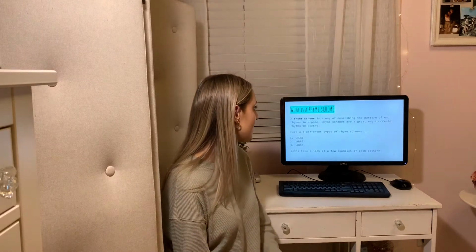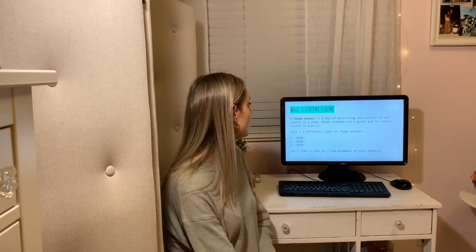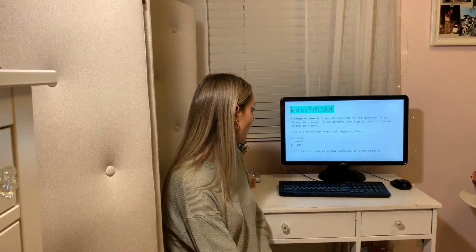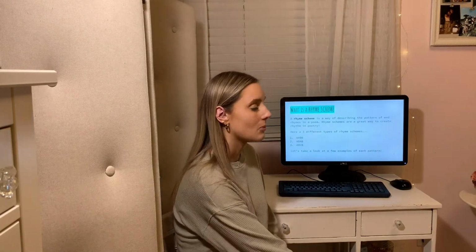A rhyme scheme is a way of describing the pattern of end rhymes in a poem. Rhyme schemes are a great way to create rhythm in poetry. And today we're going to be talking about 3 different rhyme schemes. I'll explain them on the next slide.